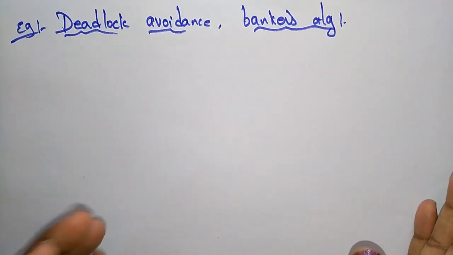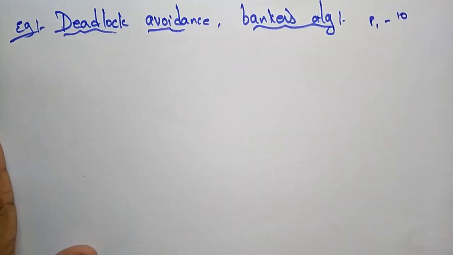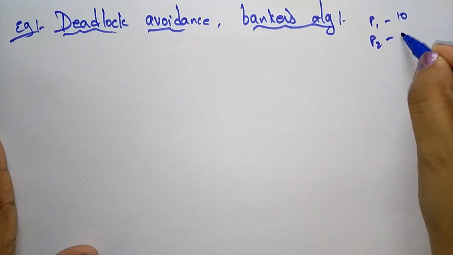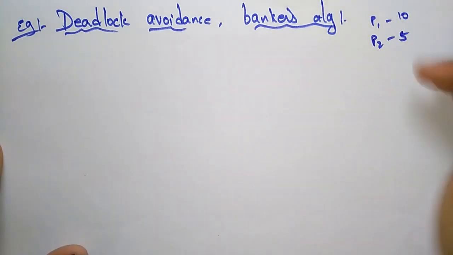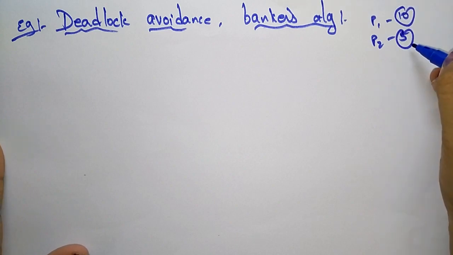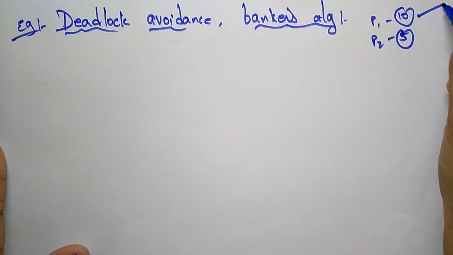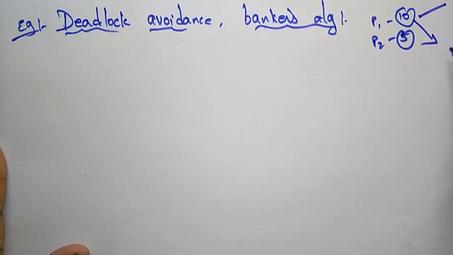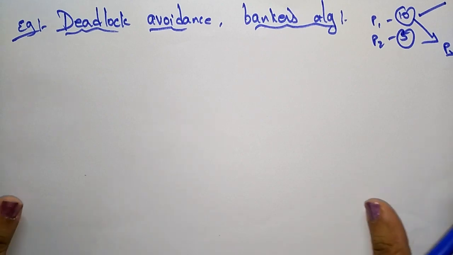And when a process gets all its resources, suppose P1 gets all its resources, up to 10, and P2 uses 5 resources, whatever is allocated, it must return them in a finite amount of time. Whenever its work is over, it has to return those resources so that another process can use them. These conditions we have to take care of to deal with deadlock avoidance. Let us take one example.